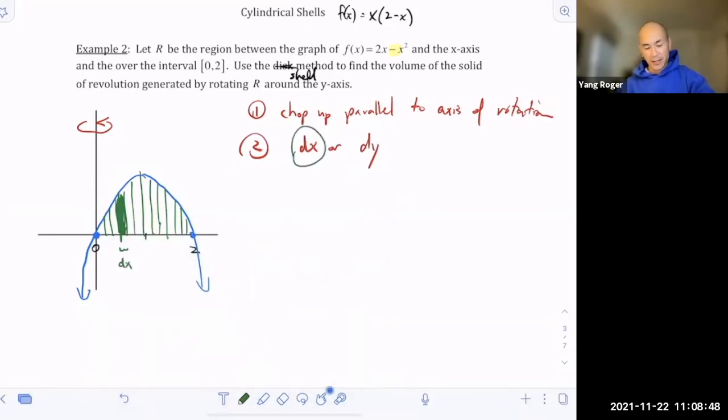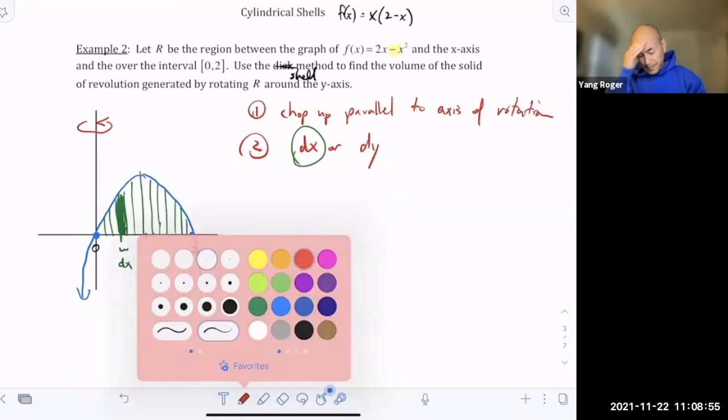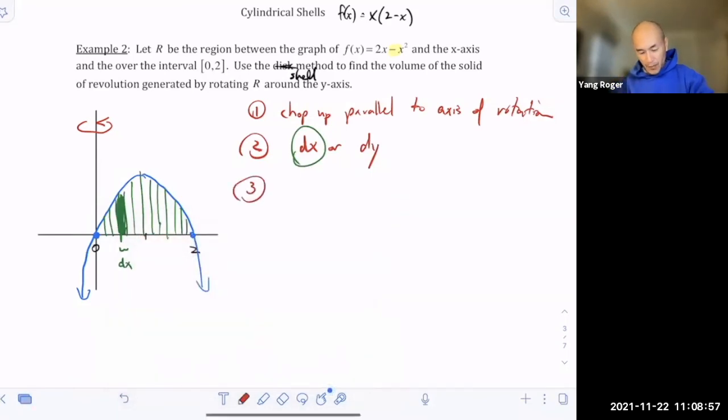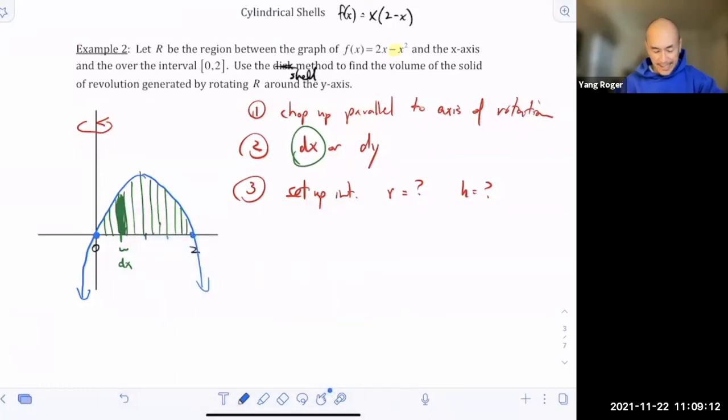And then the third thing you want to do is set up your integral. You need to find out what the r is, and you need to find out what the height is. This is almost always the function. So I probably should have labeled the function here. The function is f of x equal to 2x minus x squared.